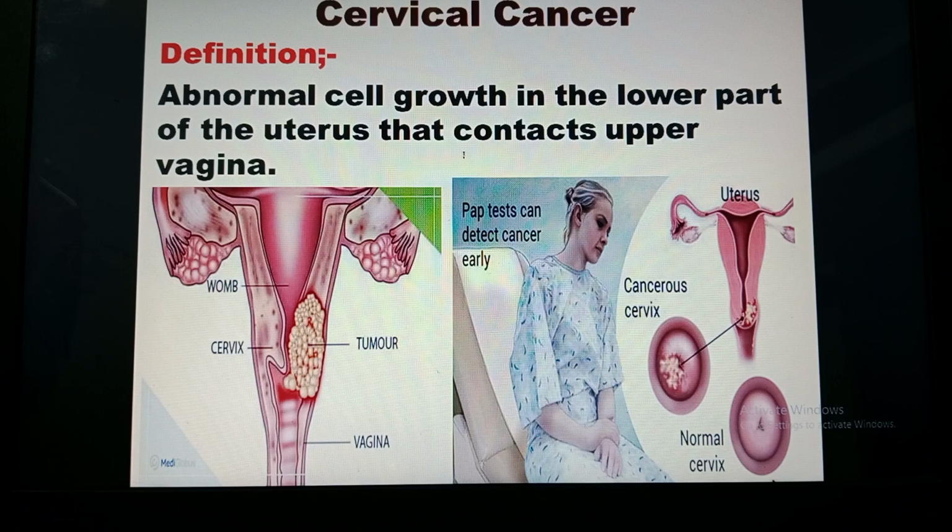Abnormal cell growth in the lower part of the uterus that contacts the upper vagina. So that is the cervix, or you can say abnormal cell growth in the cervix.